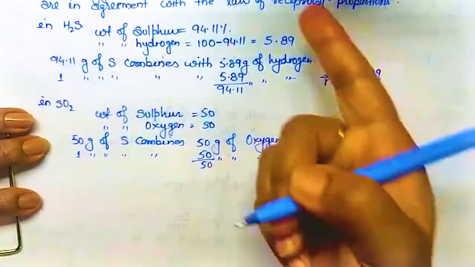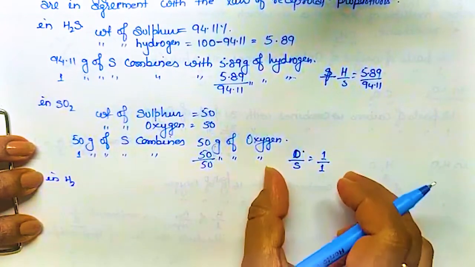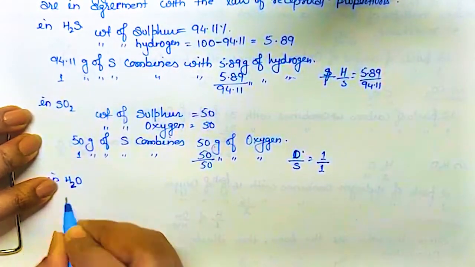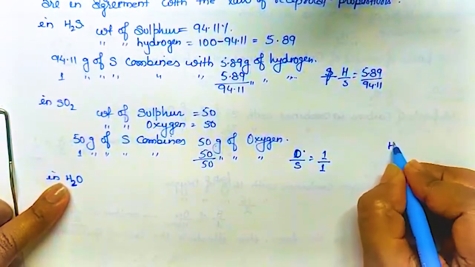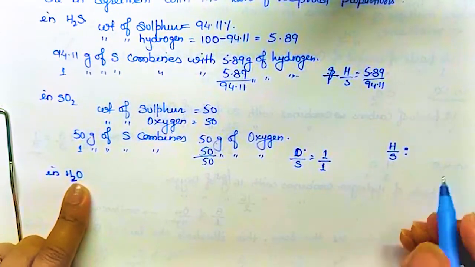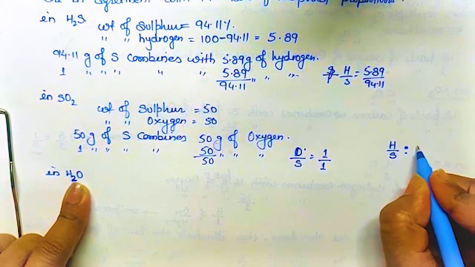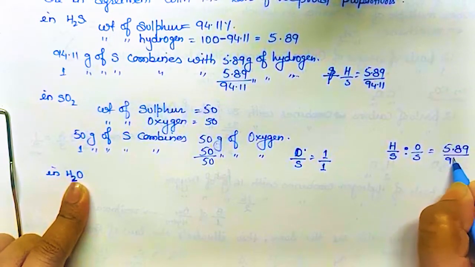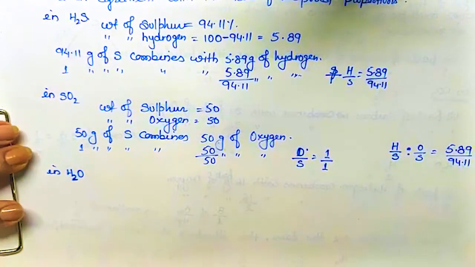Okay. So now next is water. In water H2O, if you find the ratio between these two, H we want in the numerator, and H is the numerator over here, so we'll let it be. So H upon S. And for the ratio, oxygen we want in the denominator, and oxygen is here in the numerator. So what will you do? Reciprocate. So this will be 1:1, oxygen upon sulfur. So the ratio is 5.89 upon 94.11 is to 1 upon 1. So that is the same. Yes, this is the ratio.